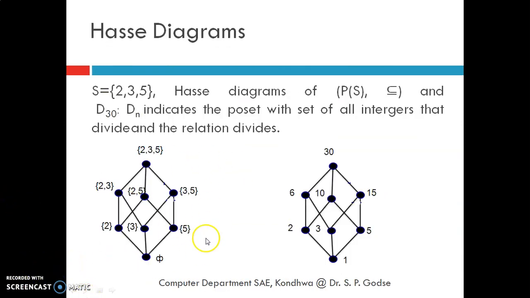Using this Hasse diagram, we will see different properties, that is, different bounds: upper bound, lower bound, maximal element, minimal element, greatest upper bound, and all these things we will see in the next one.